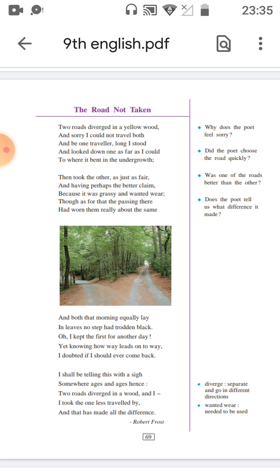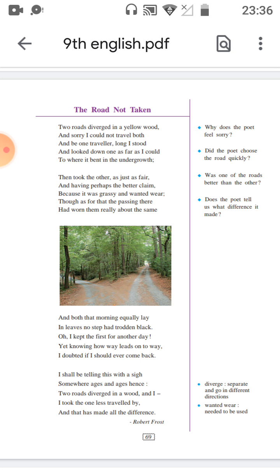He knew that he couldn't travel both, so what he said: and be one traveler, long I stood, and looked down one as far as I could, to where it bent in the undergrowth. See, he knew that he couldn't travel both, so he took one road which was not as well traveled as the other. Okay, this made a difference in his life. This is in our first stanza.